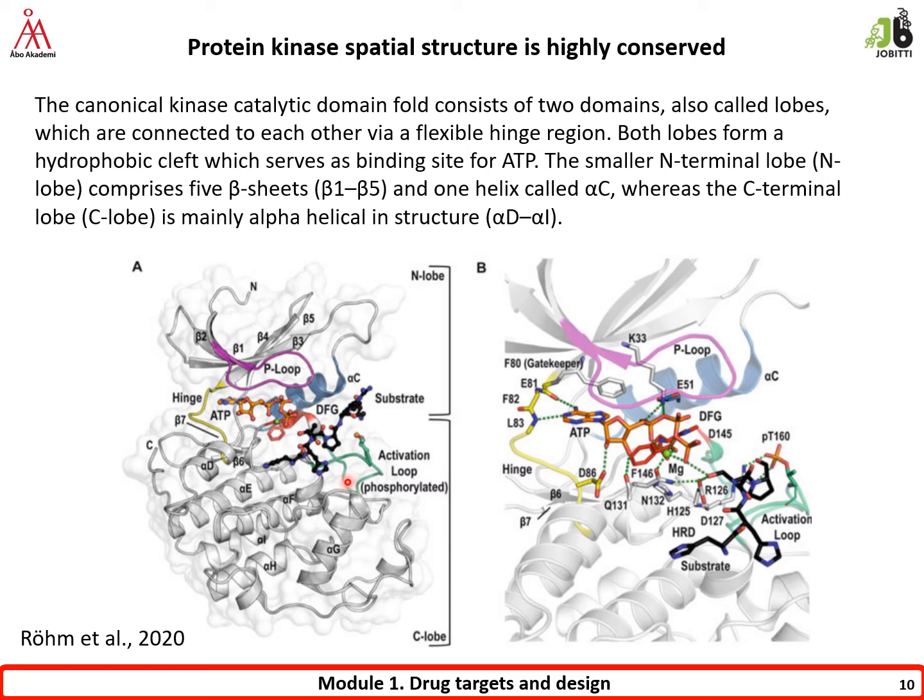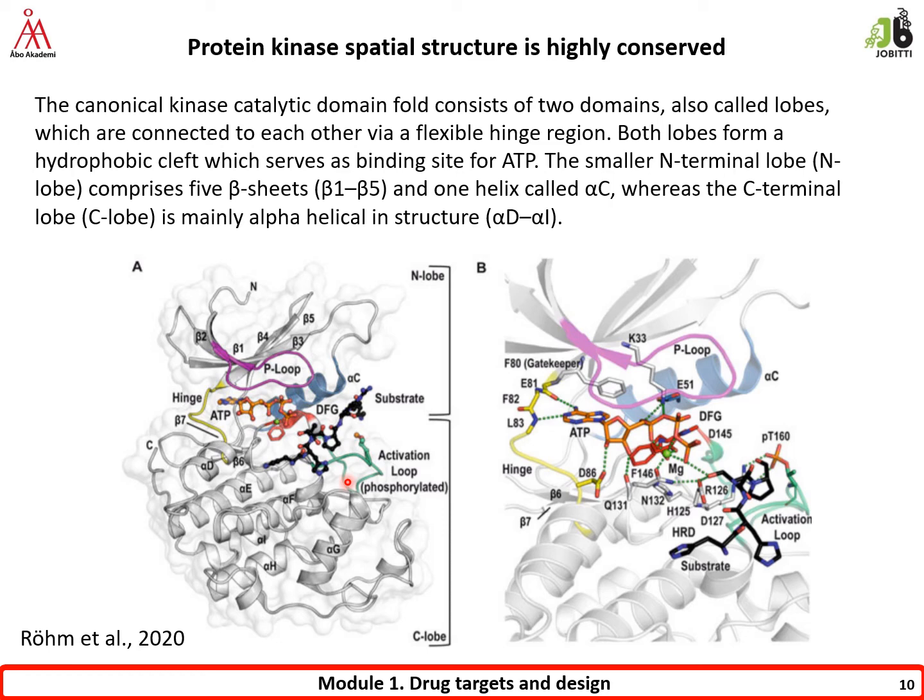The canonical kinase catalytic domain fold consists of 2 domains, also called lobes, which are connected via a flexible hinge region. Both lobes form a hydrophobic cleft, which serves as a binding site for ATP. The smaller N-terminal lobe comprises 5 beta sheets and 1 helix called alpha C, whereas the C-terminal lobe is mainly alpha helical in structure and called alpha D, alpha E, alpha F, and alpha I.